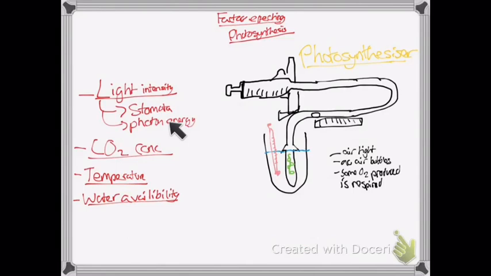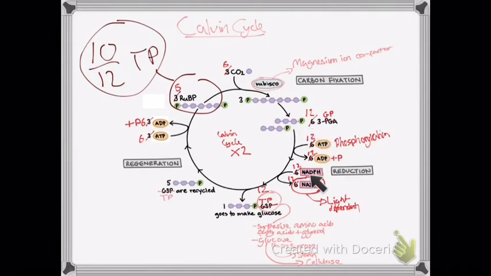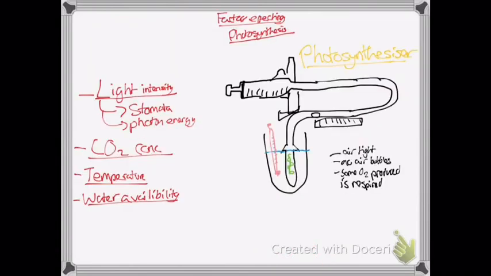When light intensity is low, photosynthesis rate is low. So if there's little or no light, we cannot reduce GP into TP because NADPH, reduced NADP, is produced from the light dependent stage. If we have no light, the light dependent stage can't happen. We can't produce reduced NADP, and therefore we cannot reduce GP to TP. So if you don't get light, first of all you get no ATP, and then you get no TP. It has a knock-on effect.